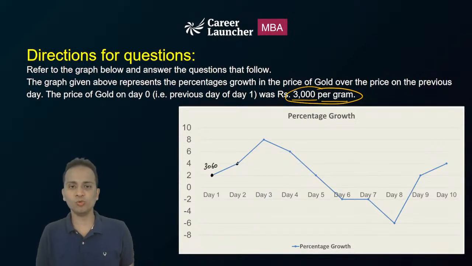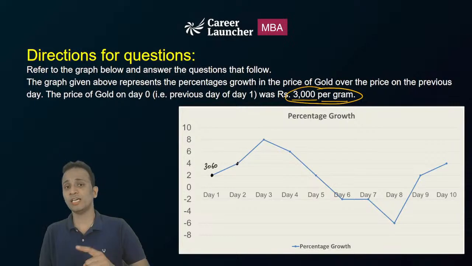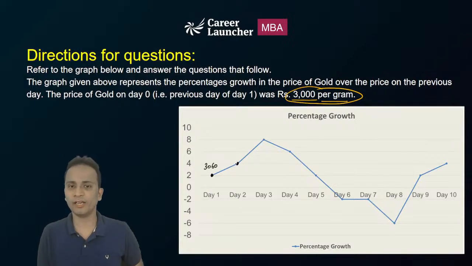Likewise, on day 2, the percentage growth is 4% and the price will increase by 4% with respect to the price on day 1, and so on. The same thing will keep on happening up till the 10th day. Now we think that the data is very simple. Yes, actually it is very simple.